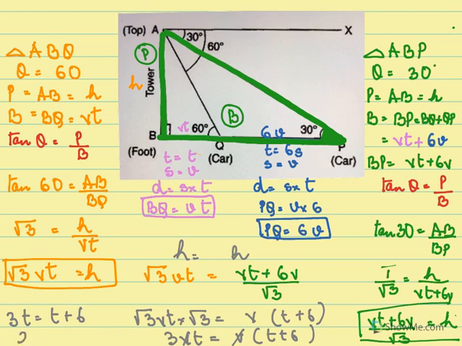Now here we'll get 2T equal to 6. So T equal to 3.